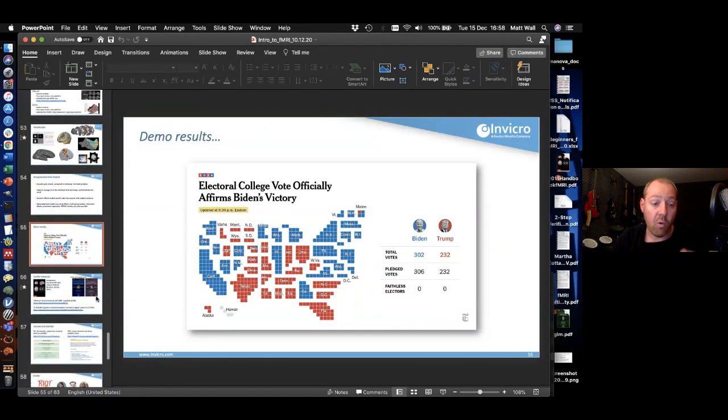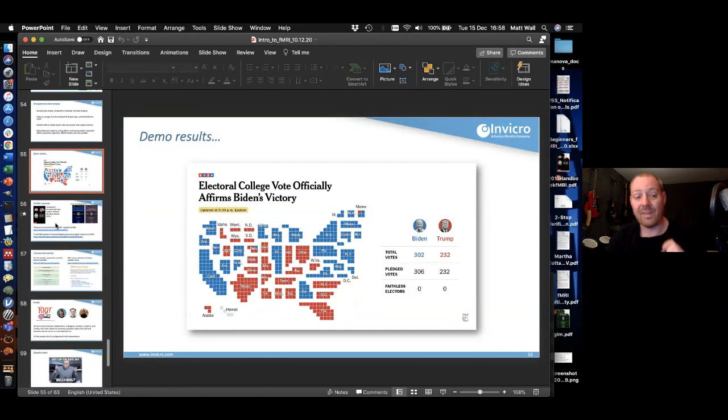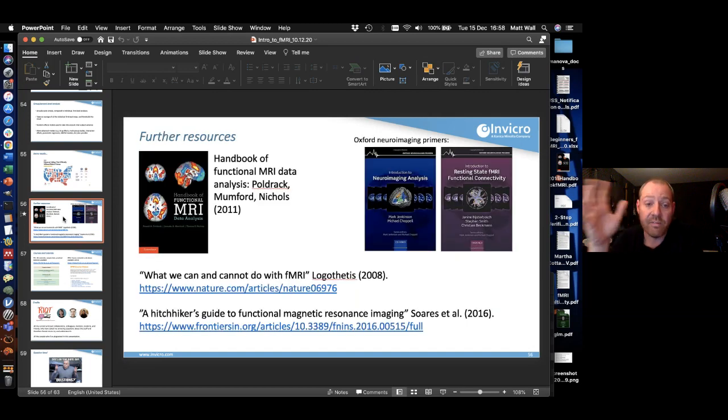So that is almost it. I have some suggestions for further resources. There's a couple of books that I normally recommend to people. This one is really good. It's relatively short. It's relatively easy to read if you are into this kind of stuff.